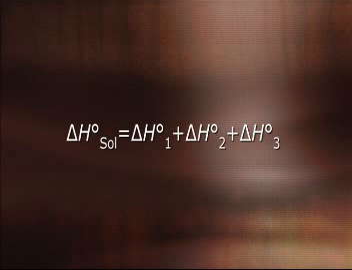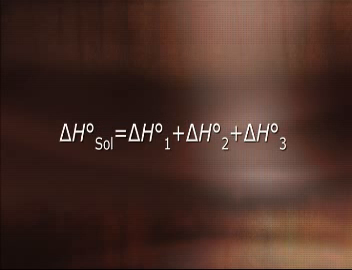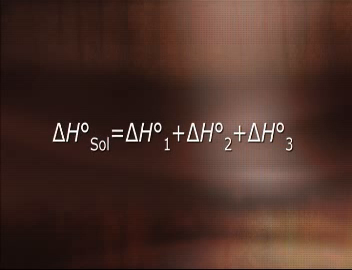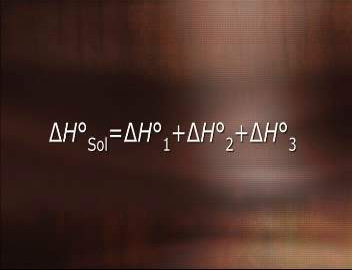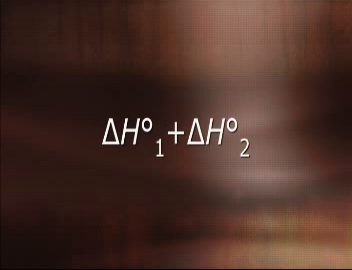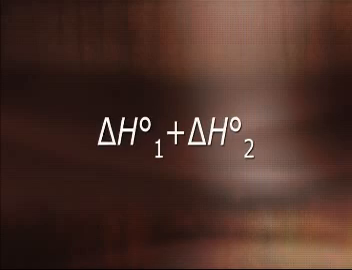Students, let us discuss this formula. The heat of solution is equal to the first change in heat energy, or the first step of the solution process, plus the second change in heat energy, or the second step of the process, plus the third change in heat energy, or the third step of the process. The first and second changes in heat energy are enthalpies required to separate solvent molecules and solute particles, respectively. Students, I am sure you remember that an enthalpy is a measure of the total energy of a thermodynamic system. The change in heat energy 3 is the enthalpy of solvation.